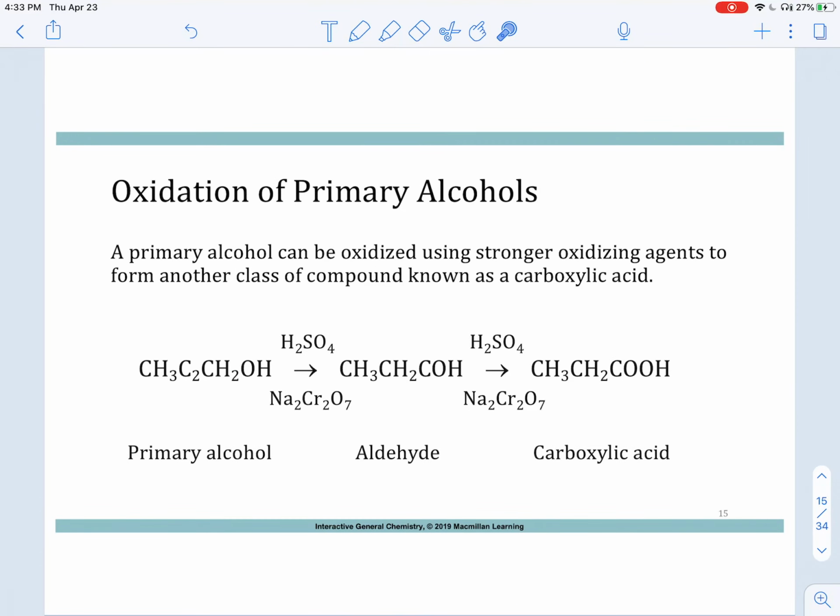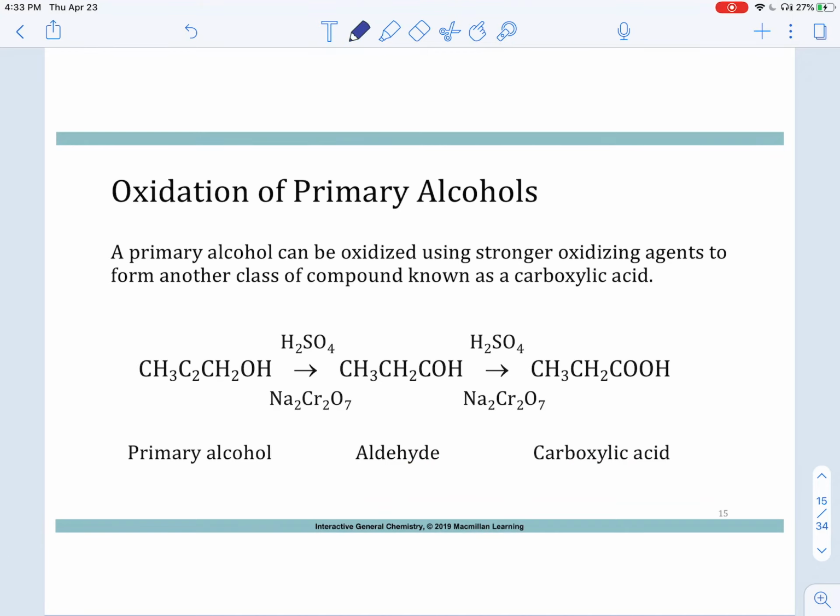Now, the compounds used, well, there's quite a bit that can do that. We're not really going to dig into that in general chemistry. When you take organic chemistry, you'll learn of a lot of different compounds that can actually do these oxidation processes. However, if you're careful, if you take a primary alcohol, using the right compound, you can just oxidize it to an aldehyde. However, if you use a stronger oxidizing agent, it will continue on and oxidize it all the way to a carboxylic acid.